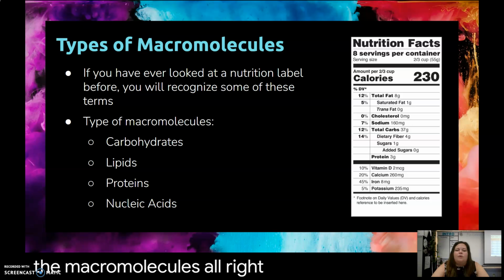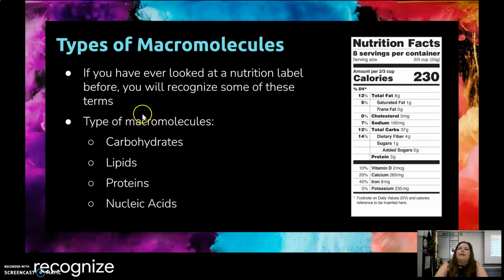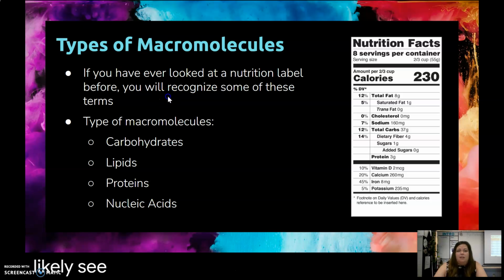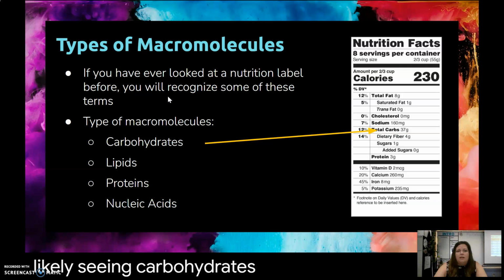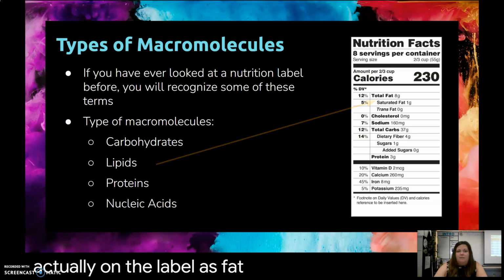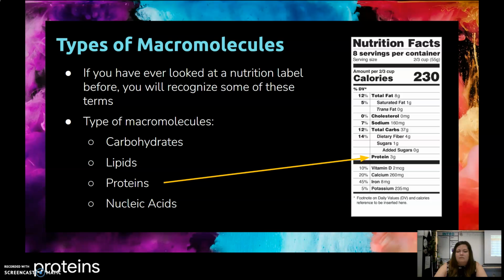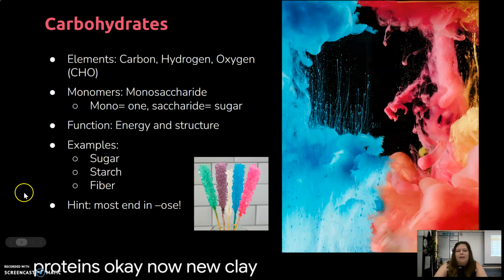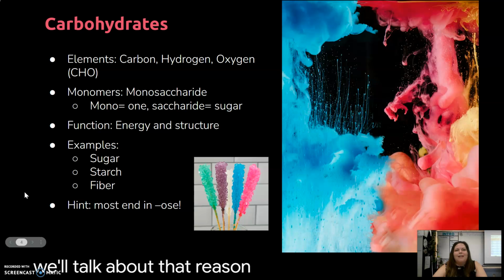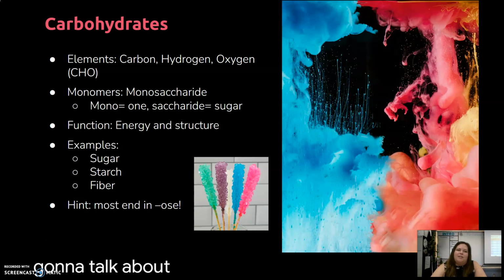All right, so if you've ever looked at a nutrition label before, you're going to recognize some of these terms. You've more than likely seen carbohydrates, lipids, which are actually on the label as fat, and then we've got proteins. Now, nucleic acids aren't on there, and we'll talk about the reason why later. All right, we're going to talk about carbohydrates first.